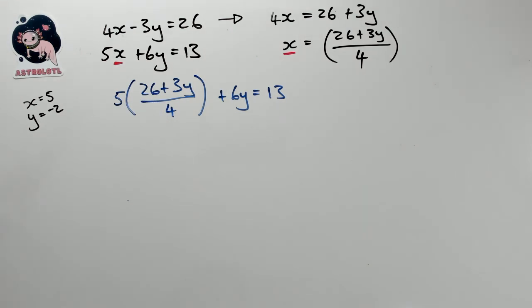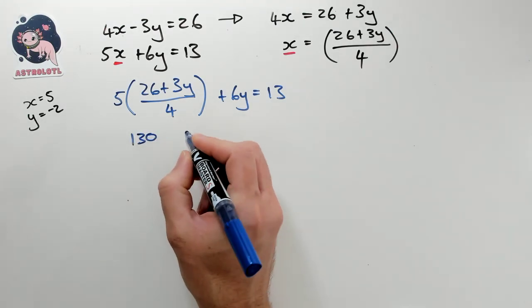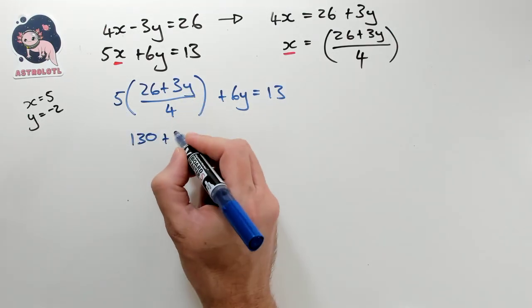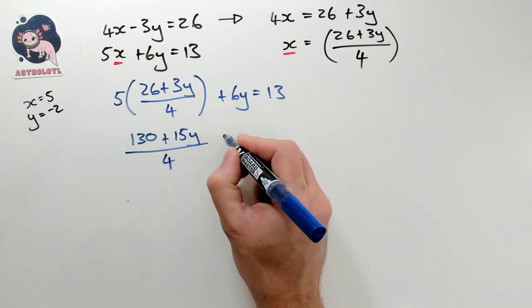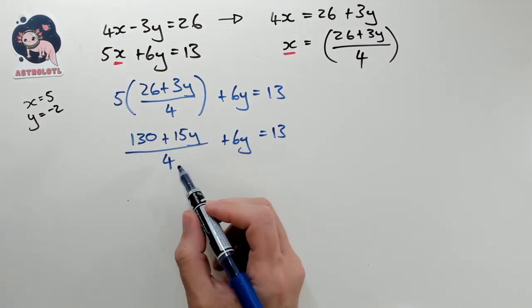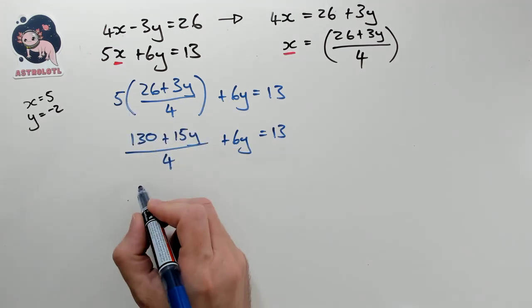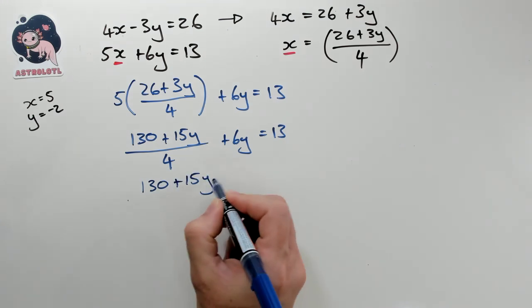I'm sure 5 times 26 is 130, but I'm going to use my calculator just to save myself from redoing the video. 5 times 3 is 15y, this is all over 4. Plus 6y is 13. So I kind of just multiplied the 5 in. I'm going to multiply everything by 4 now to kind of remove my fraction here.